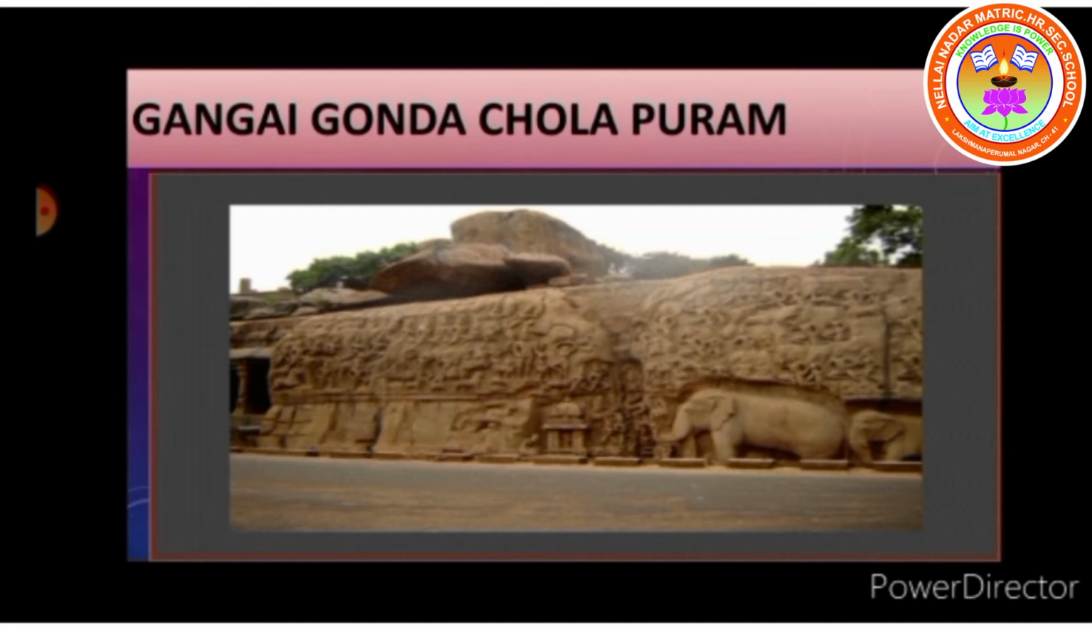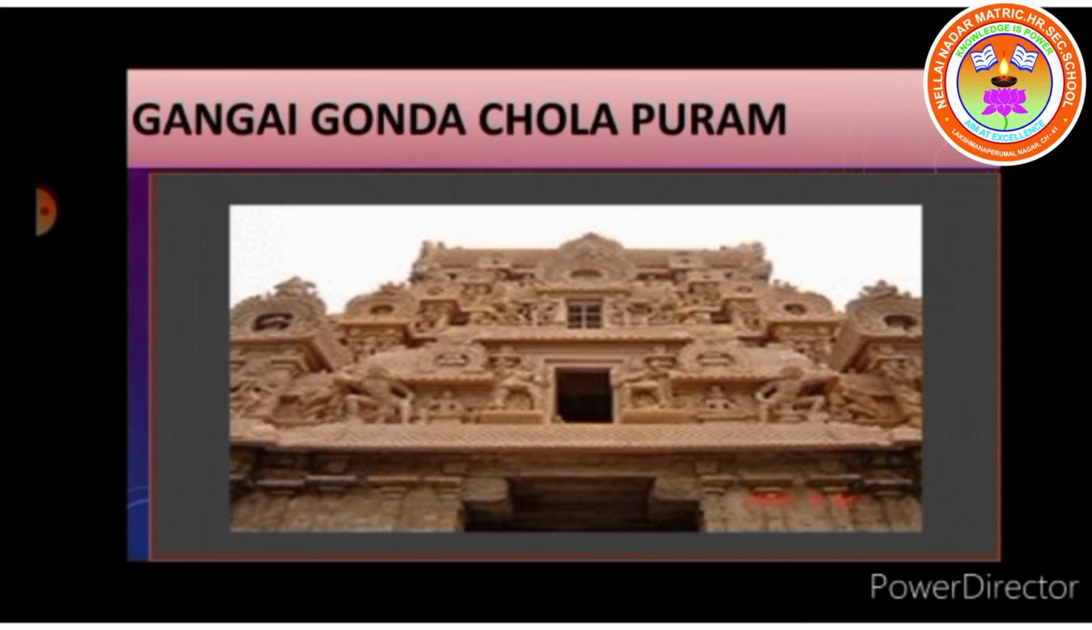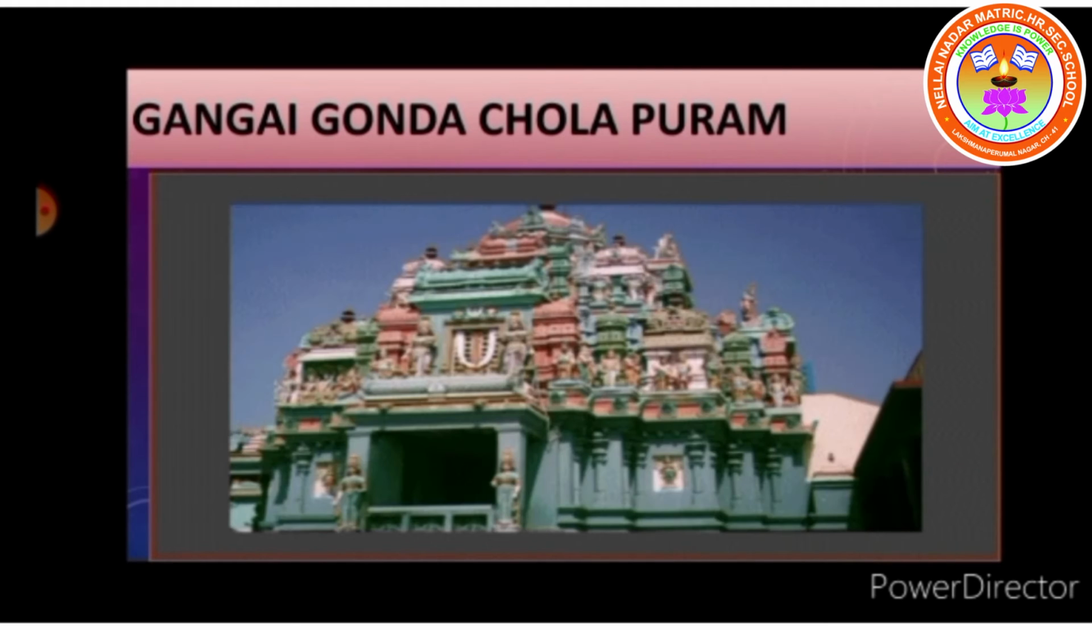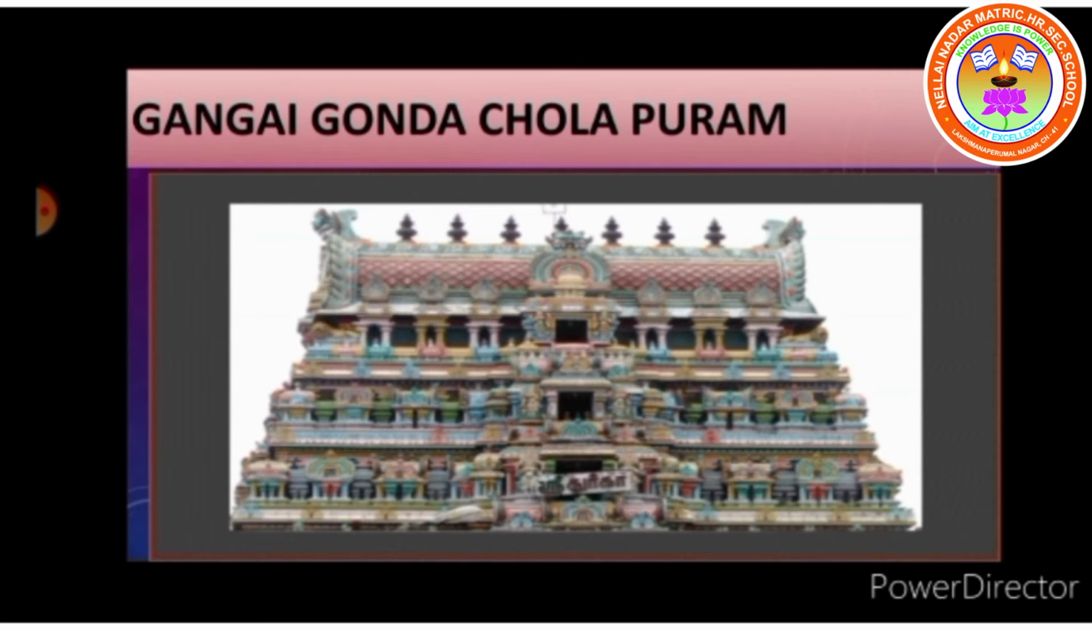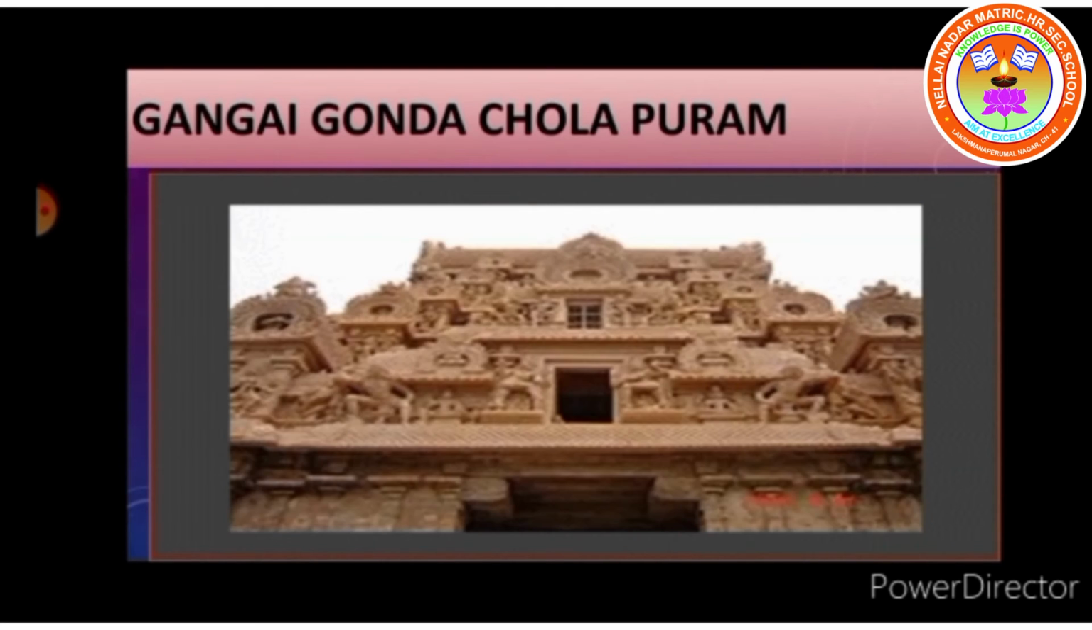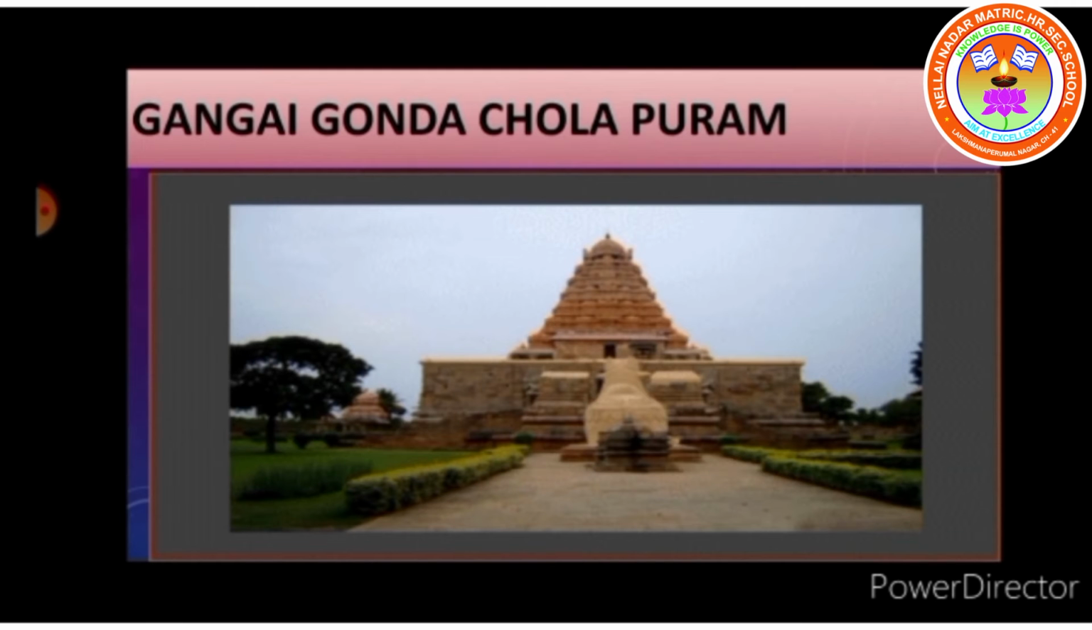Next, Gangaikonda Cholapuram. Gangaikonda Cholapuram served as the Chola capital for about 250 years, until the decline of the Cholas and the rise of Pandyas. The Pragadishwara temple of Gangaikonda Cholapuram was built by Rajendra Chola. The height of the temple is 55 meters.